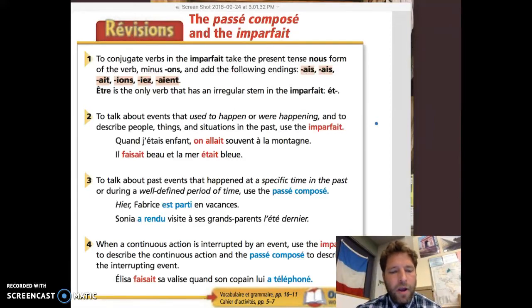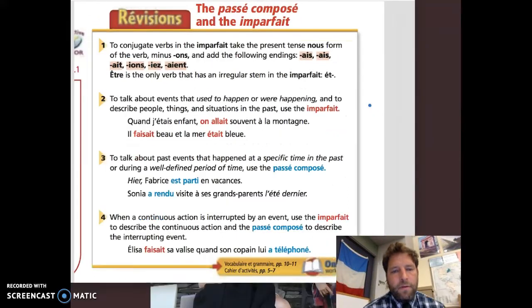There can also be a combination of the two in one sentence. So when a continuous action is interrupted, the imparfait is the continuous action, and the passé composé would be the verb tense to interrupt this continuous action. So they give us an example. Elisa faisait sa valise quand son copain lui a téléphoné. So Elisa was packing her bags when her friend called.